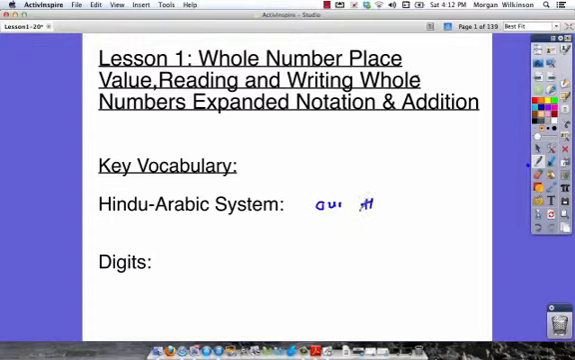We're going to use lots of symbols today. Our number system. And digits are our numbers, and they're just 0 through 9. Now go ahead and pause and get this written down in your notes. Key vocabulary for lesson 1.